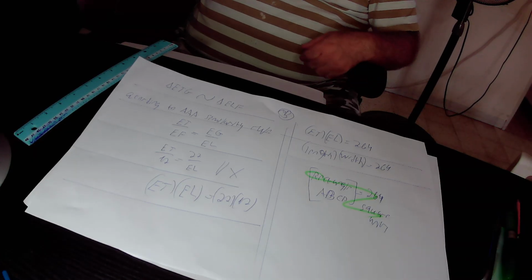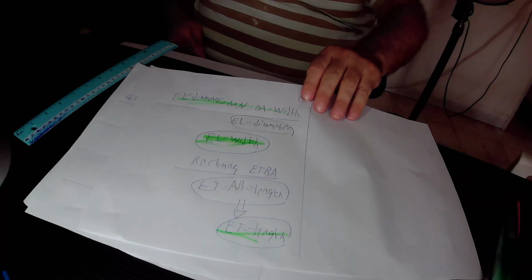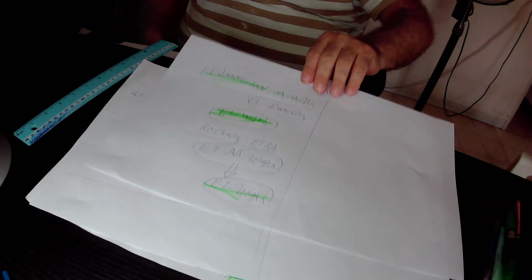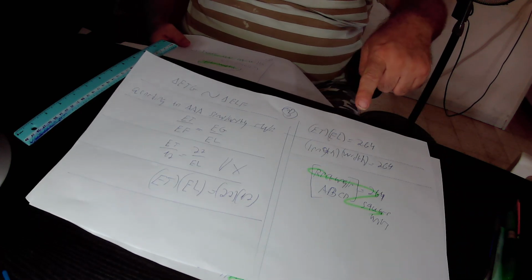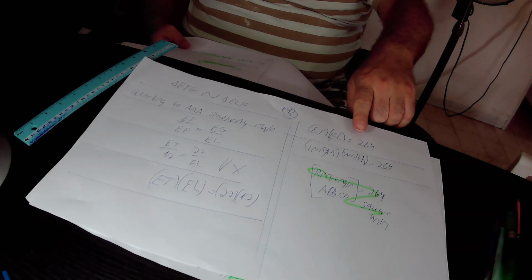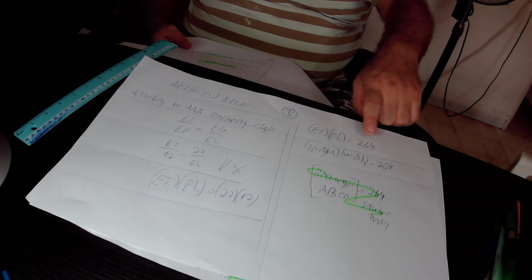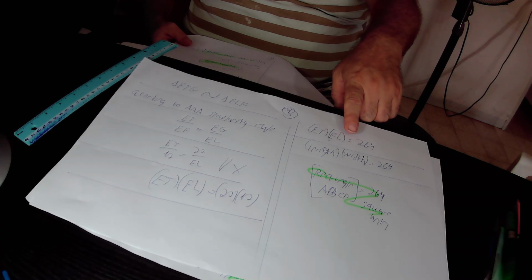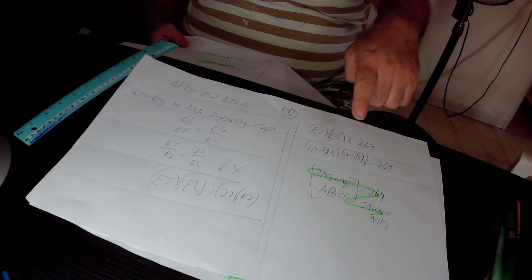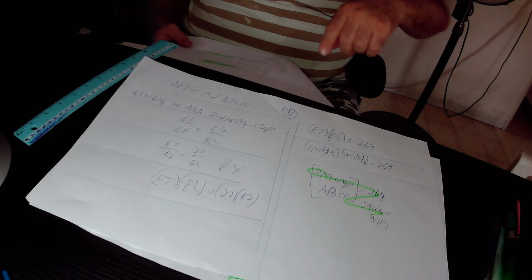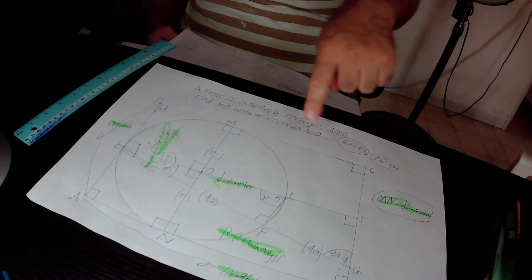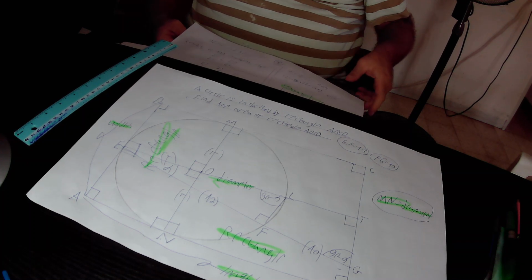But we have already found out that ET is the length of rectangle ABCD and EL is the width. So in total we found out that the length of rectangle ABCD times the width is equal to 264. What is the length times the width? It is actually the area of rectangle ABCD. So the area of rectangle ABCD, that is the area we are looking for in this question, is equal to 264 square units.